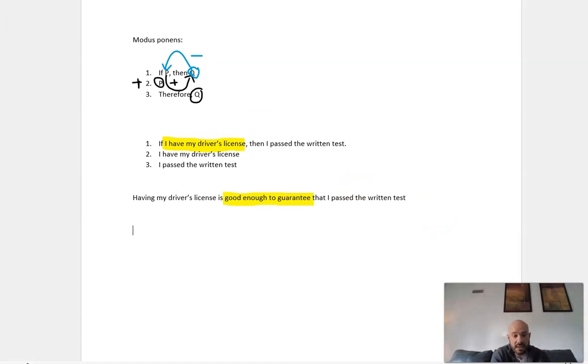Okay, so it's a guarantee. Now, in the second part, passing the written test is a requirement for having my driver's license. And I mean, the subject needs to be me also, right? Me having passed the test. So here, what we're working with instead of the sufficient condition, rather, is the necessary condition.